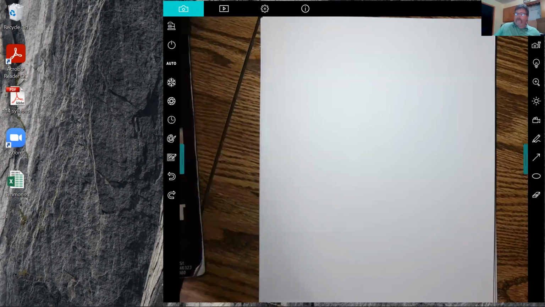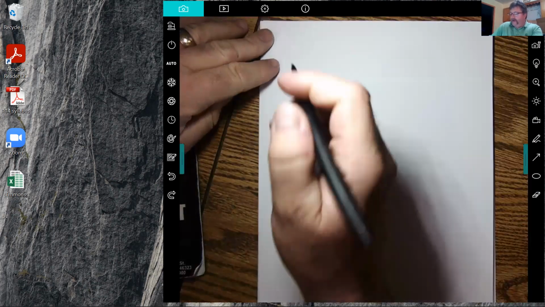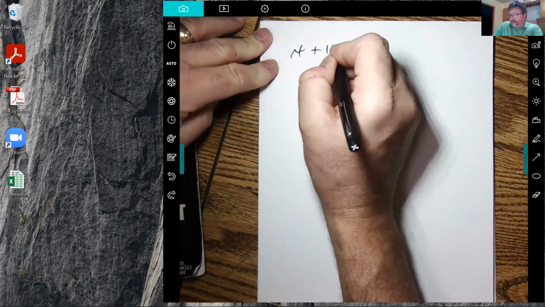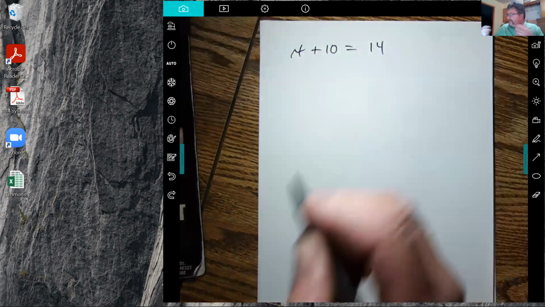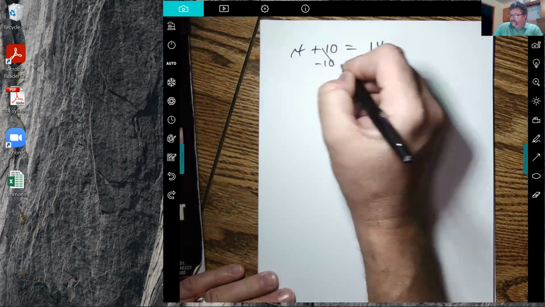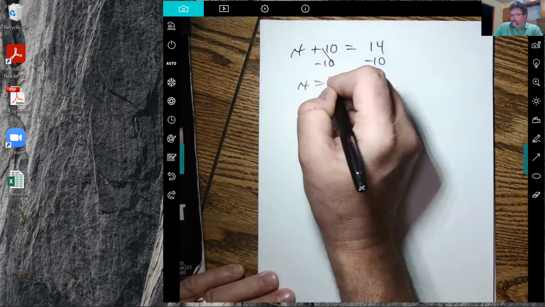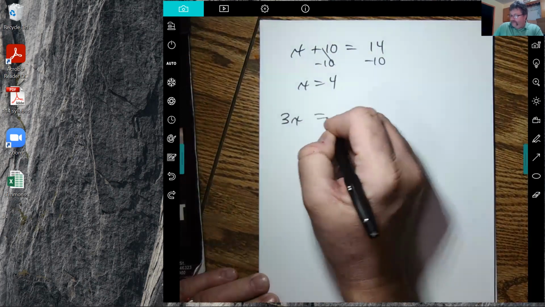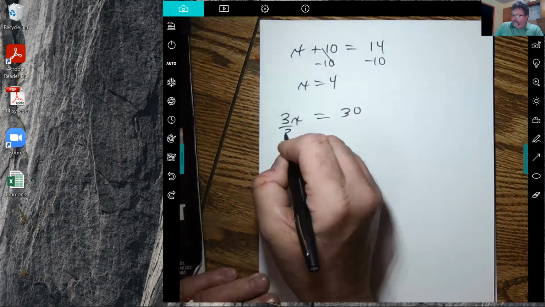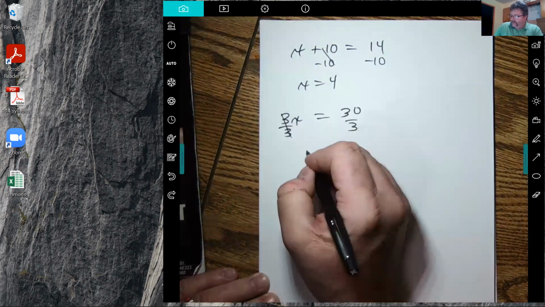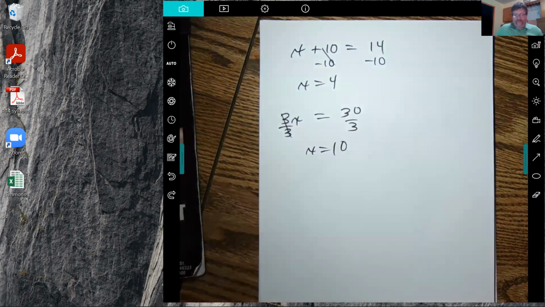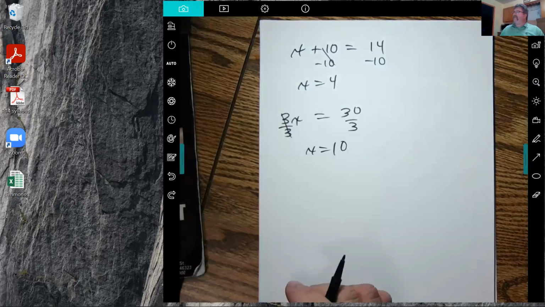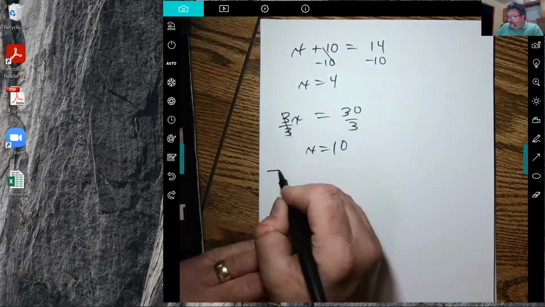Okay, as we pick up here on equation solving, what we've done so far is we've tackled x plus 10 equals 14, and we said we got to get rid of the plus 10. X equals 4. Okay, and then we've tackled 3x equals 30, and we divided by 3, and we said x equals 10. Okay, we had more complicated variations of those two things, but that's basically what we did so far.